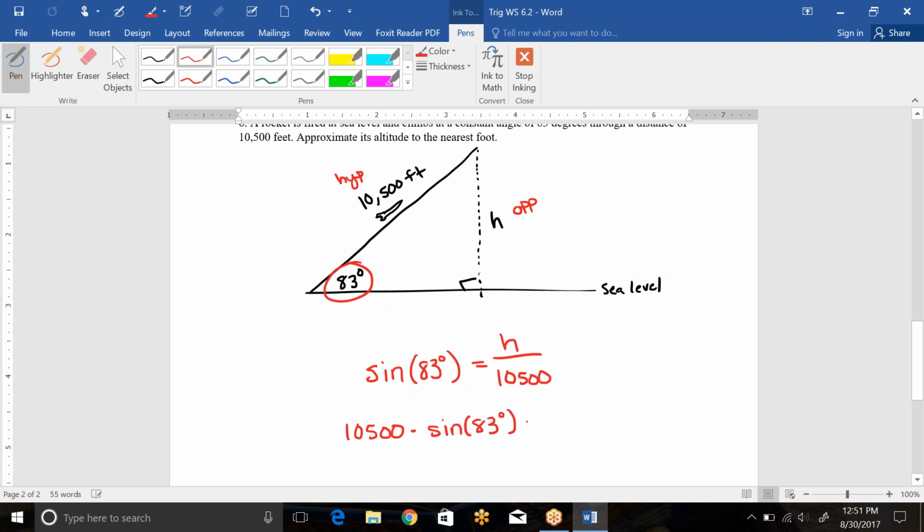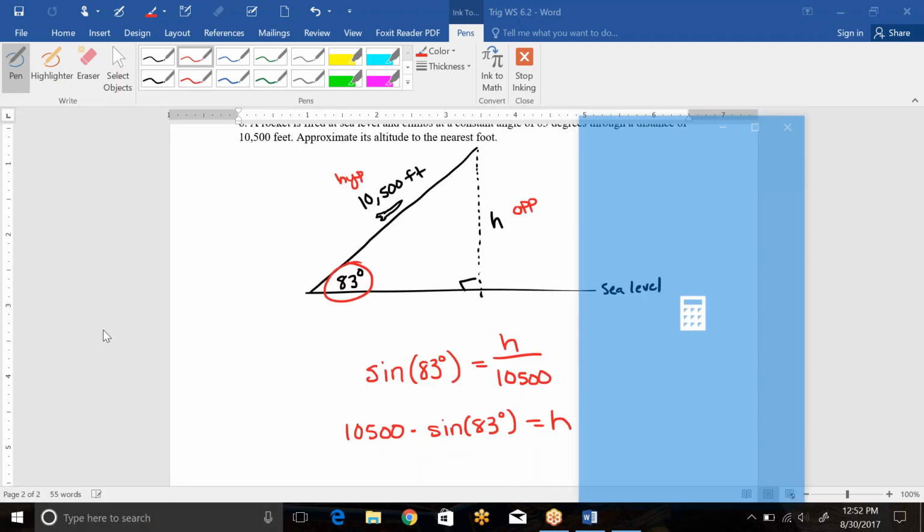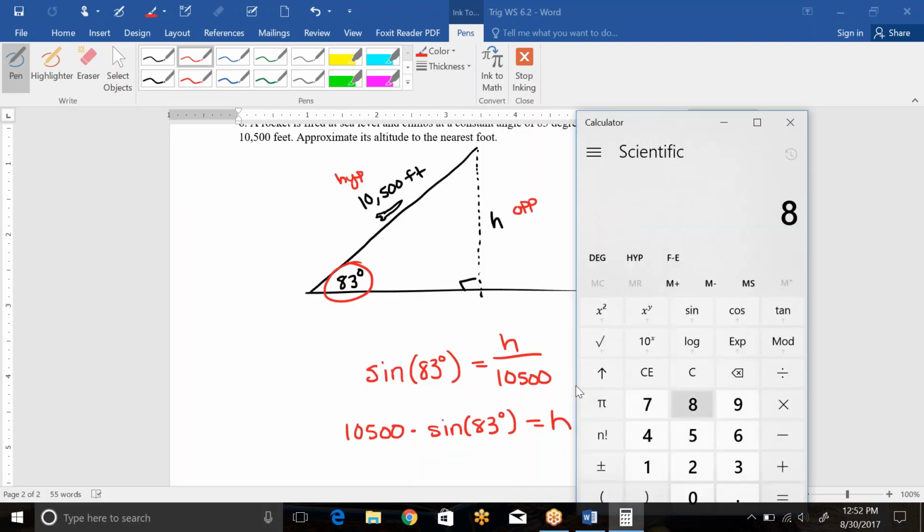And then we're going to need our calculator to get this approximation. So I'm going to pull mine up. And let's do sine of 83. I'm in degrees. You need to double check that first. So that's sine of 83 degrees, which is 0.99 something. And then without clearing it, because you don't want to round too early, you're going to times that by 10,500. Oops, too many zeros. And then that will give us an approximation.